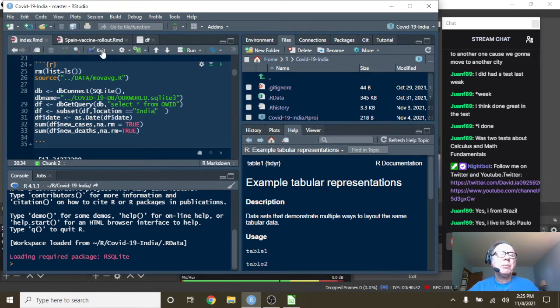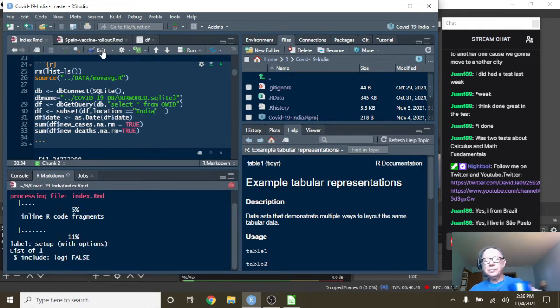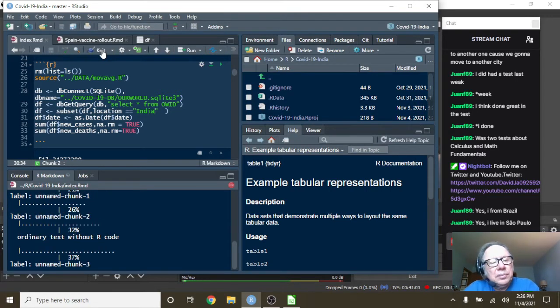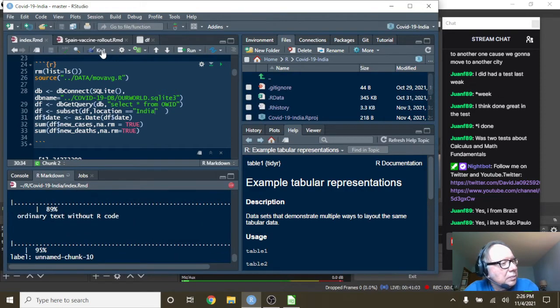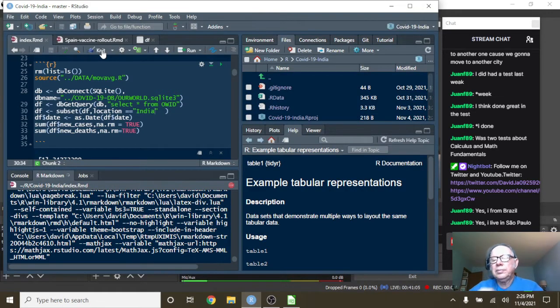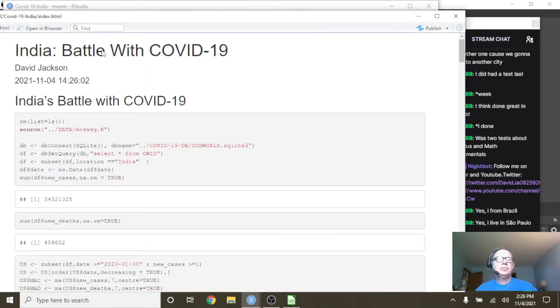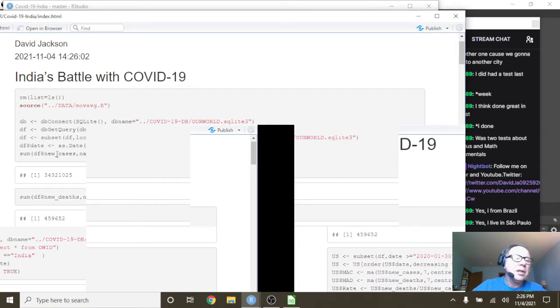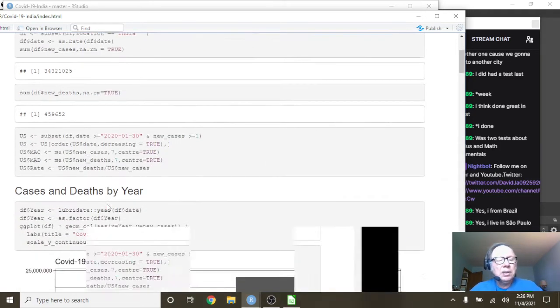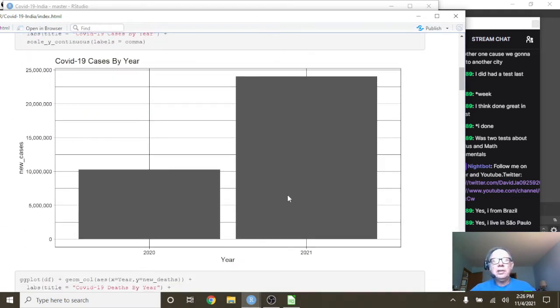Let's just fire this report up. Okay, and India currently has 34.3 million cases, 459,652 deaths. Take a look here. Now, again, this doesn't look particularly good for India.